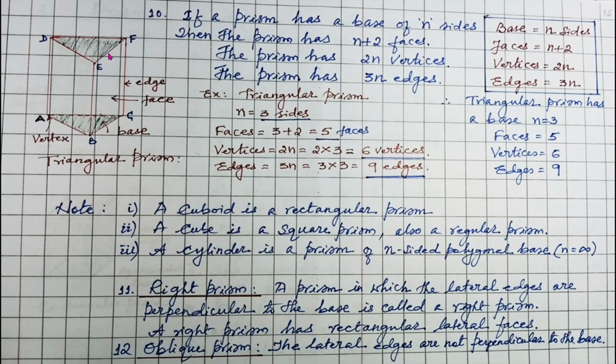Remember that. Now if a prism has a base of n sides, then the prism has n plus 2 faces, 2n vertices, and 3n edges.